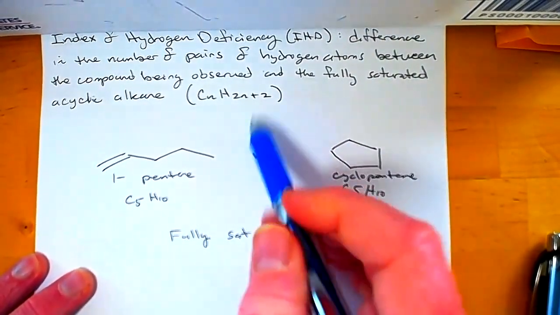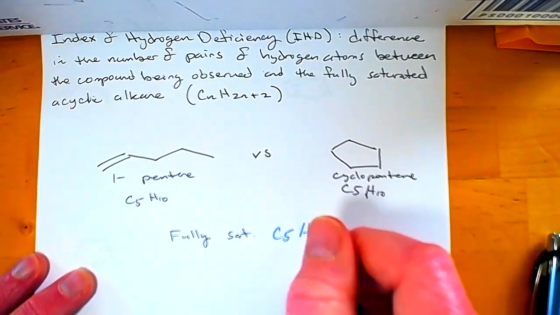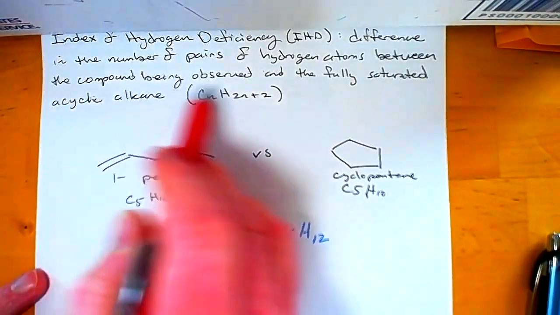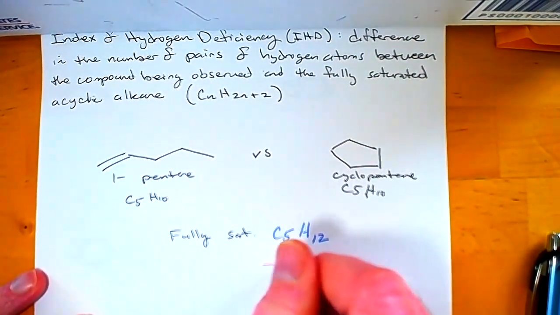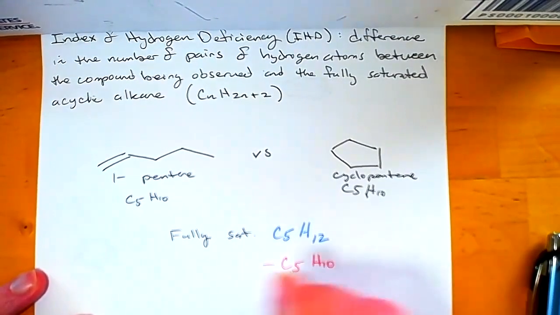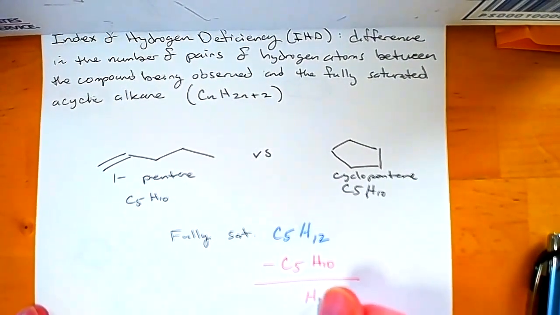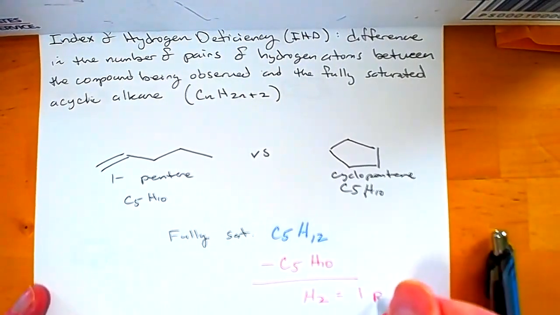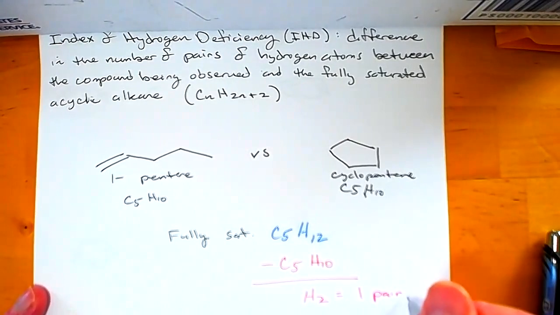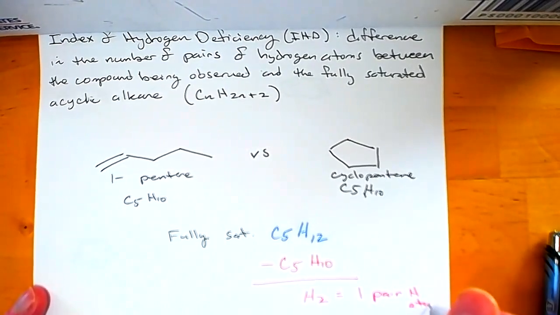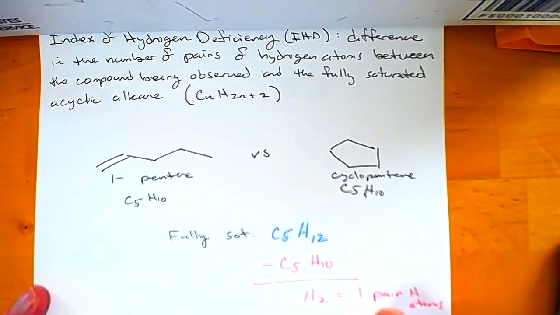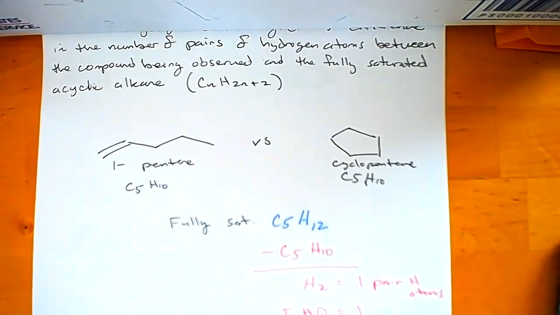Well, if you apply the formula 2 times 5 plus 2, the fully saturated system would be C5H12, whereas the compound that's being observed, which are these guys, is C5H10. So that means you have a pair of hydrogen atoms that's different here, and that is what an IHD is. That is one pair of hydrogen atoms that we are considering, and so both of those molecules have an IHD of 1 associated with them.